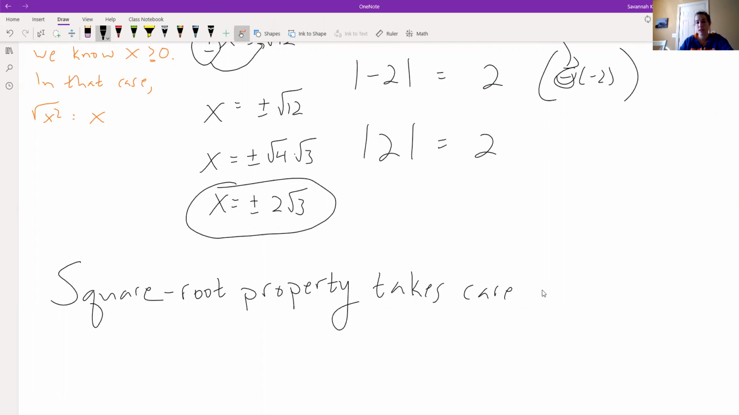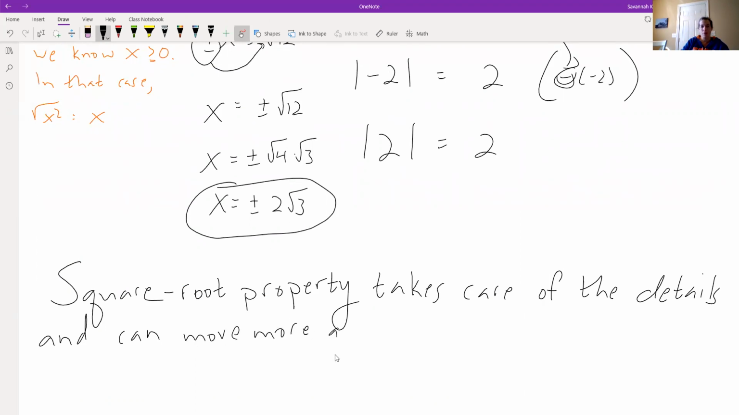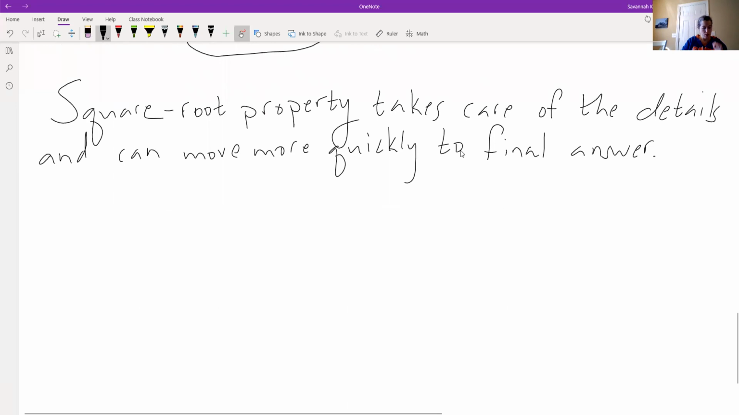So I'm just going to say it takes care of the details for us, and we jump straight to the answer. Or sometimes maybe we have to simplify the root, but we can move more quickly, more directly to the final answer. Okay, so if you didn't understand a word of that and you feel like this square root or this absolute value thing has just been messing with your mind every time I mention it, don't worry, it's kind of a thing for later on in algebra.